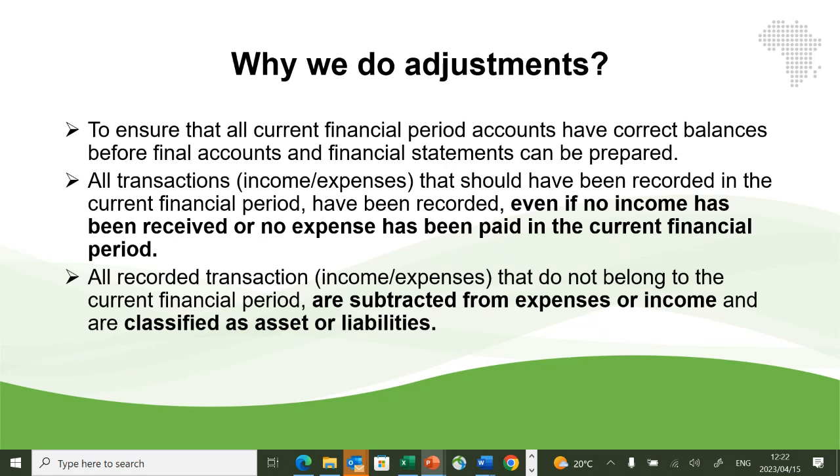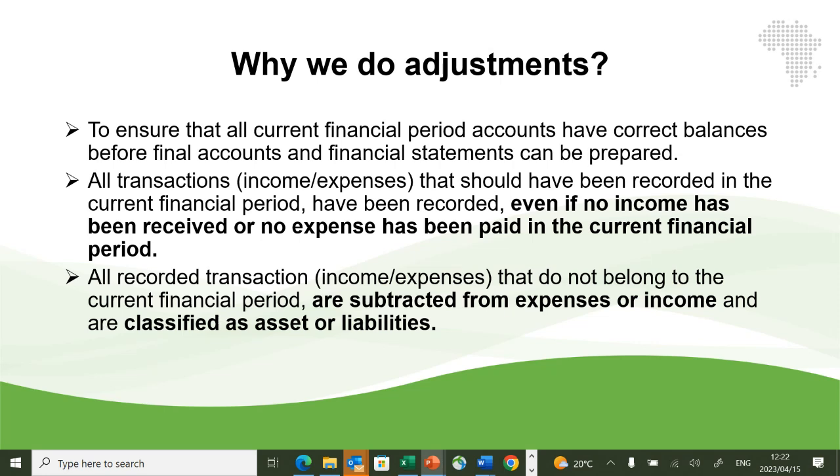So just to summarize, why do we do adjustments then? To ensure that all current financial period accounts have the correct balances before final accounts and financial statements can be prepared. Because if you don't do adjustments, chances are that the balances in your final accounts and financial statements will have incomplete information, which makes those balances incorrect.